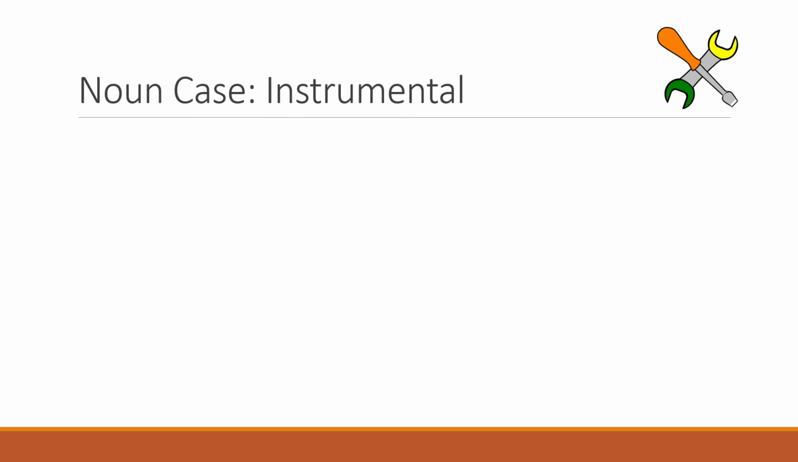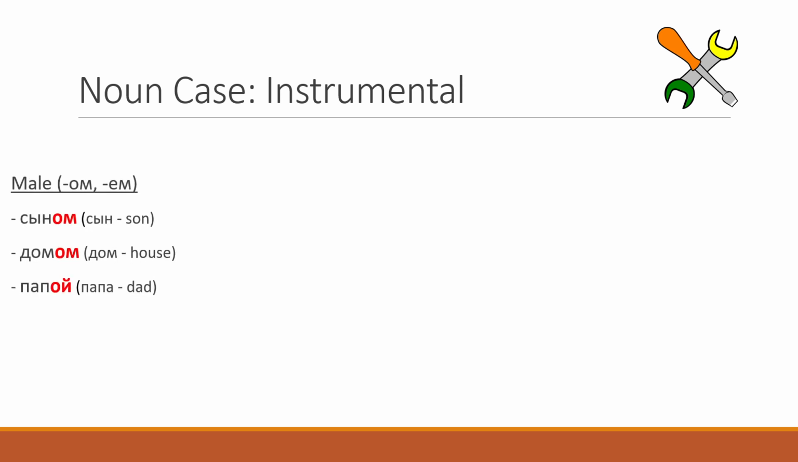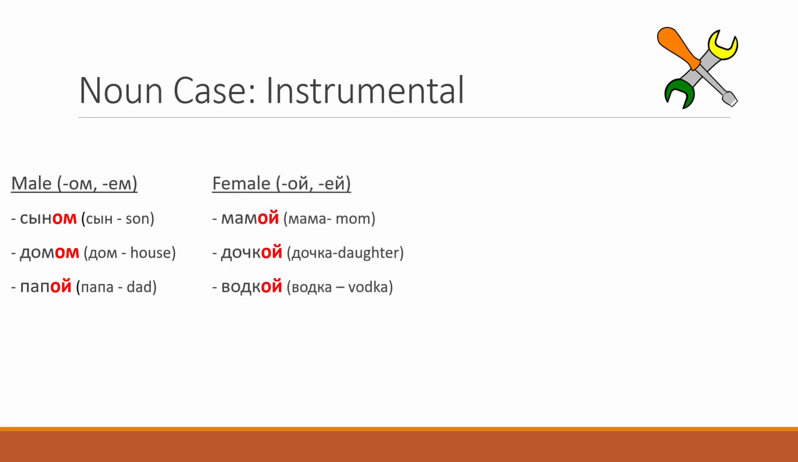Okay? And then finally, we have the instrumental noun case. So if the object is male, it gets that ending, sometimes -ем. Unless, of course, it is like папа and ends in a, in which case it's treated like a female. So сын becomes сыном, дом becomes домом, but папа becomes папой. So just like a female noun.